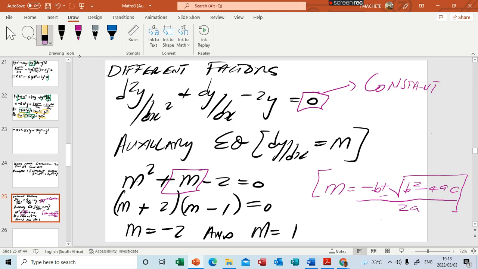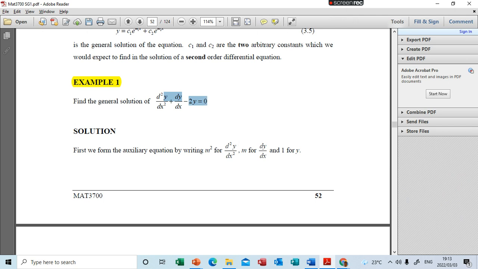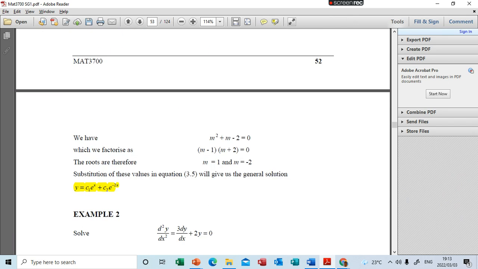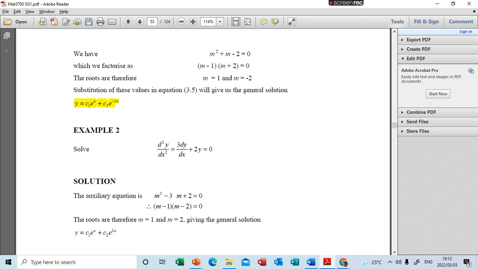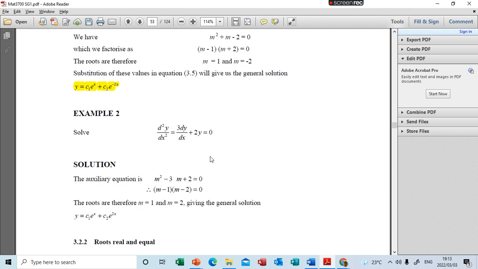Yes, what I see in my study guide 1, I'm not sure if I'm correct, but on page 52, I see the sum as d squared y over dx squared minus 3 dy over dx plus 2y. Which is it? This one on page 52. Is it this example 2?